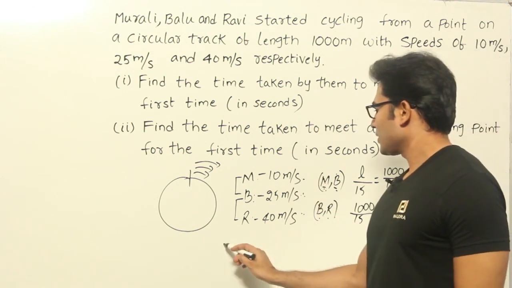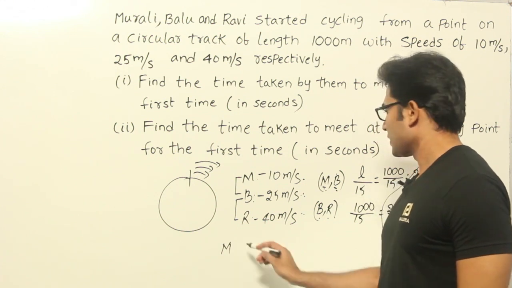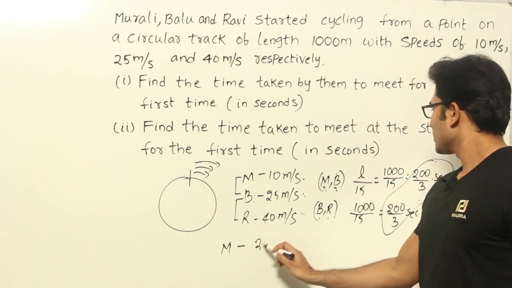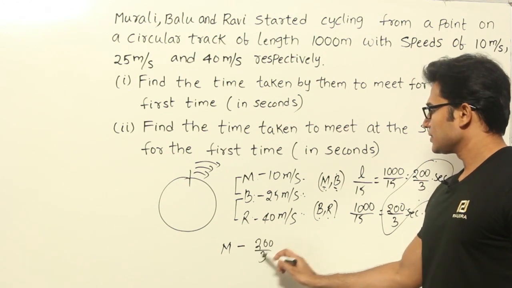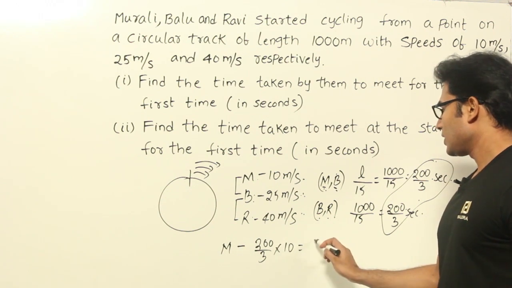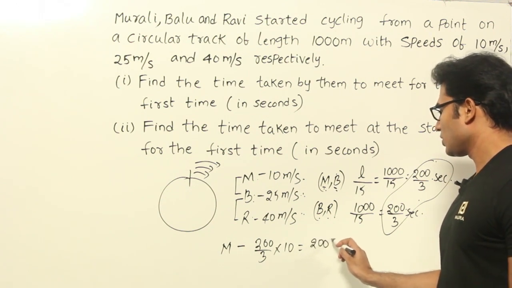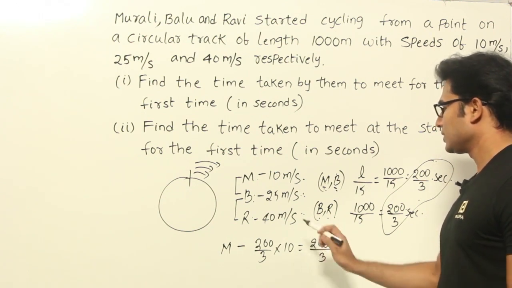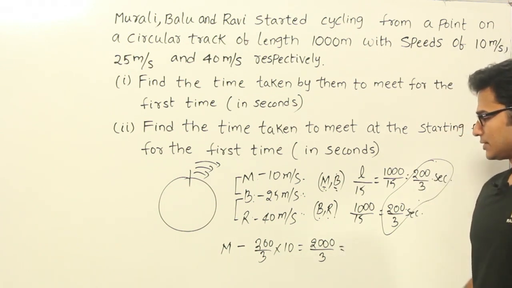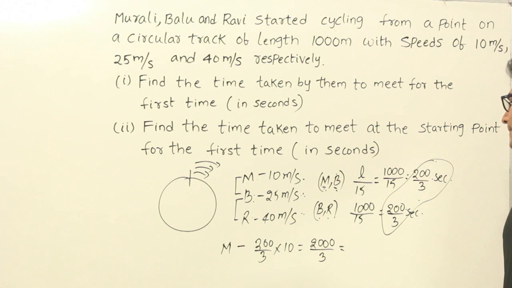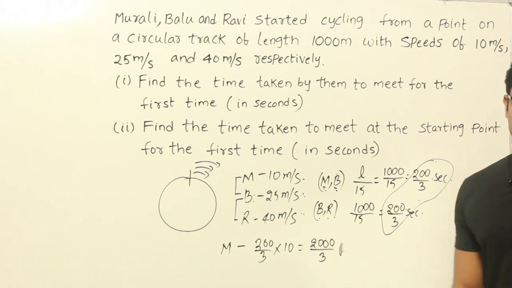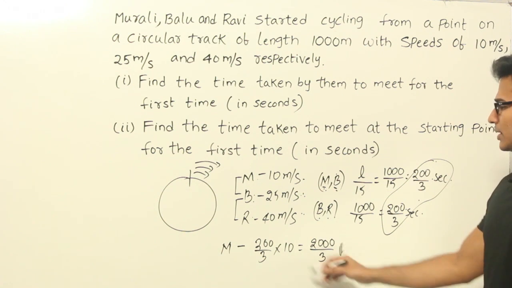Now at 200 divided by 3 seconds, Murali would have traveled a total distance of 200 by 3 seconds times his speed. Since the speed of Murali is 10 meters per second, he would have traveled a distance of 2000 divided by 3, right? So what is this 2000 divided by 3? You can leave it that way. It is 666 point something, right? Or you can leave it this way.